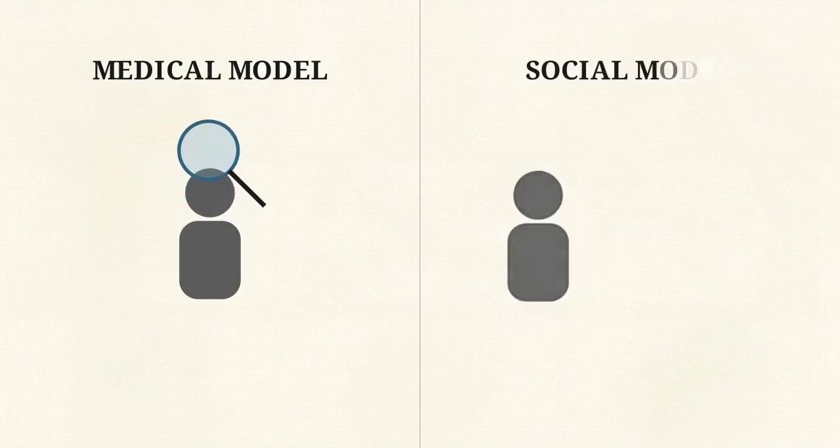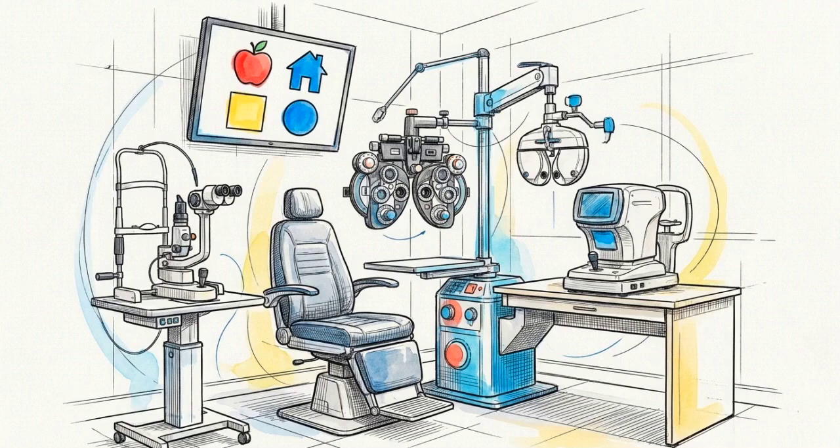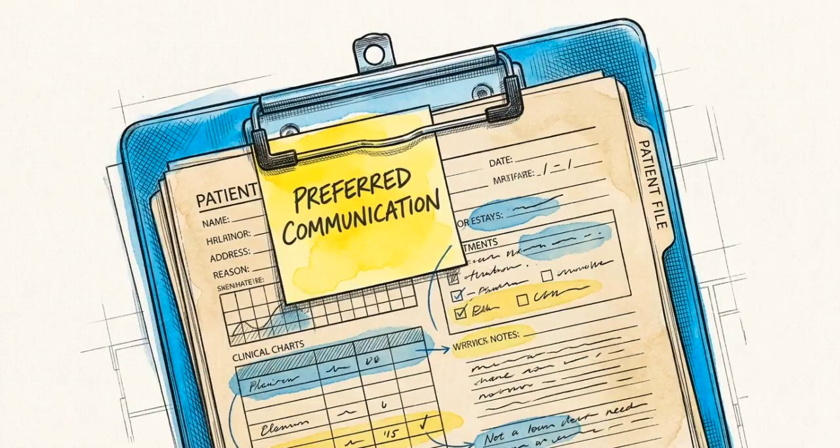The traditional medical model treats the impairment as an individual problem to be fixed. This framework fails when an impairment prevents standard diagnostic testing. Instead, the social model focuses on the external environment, shifting the burden of accommodation toward the surrounding systems. In a modern clinical setting, the primary objective is to adapt the exam environment to the patient's physical and cognitive realities. Applying the social model requires specific modifications to the optometric workflow, starting with communication.